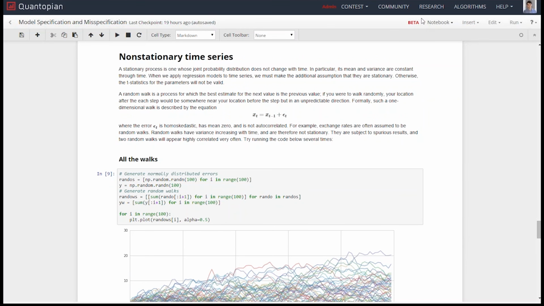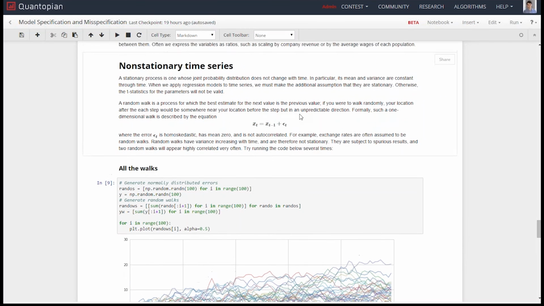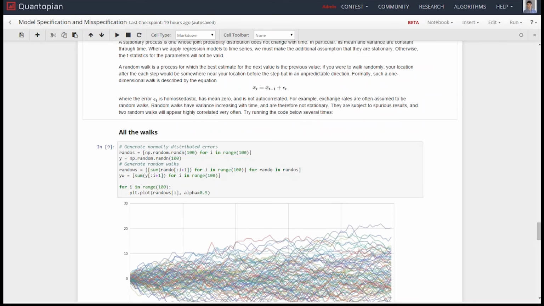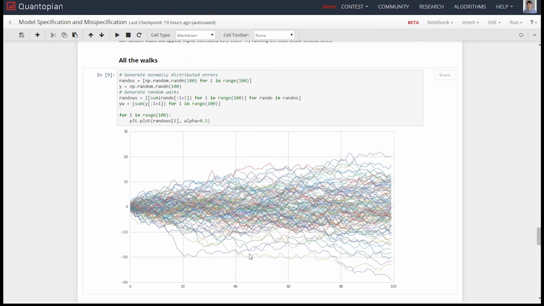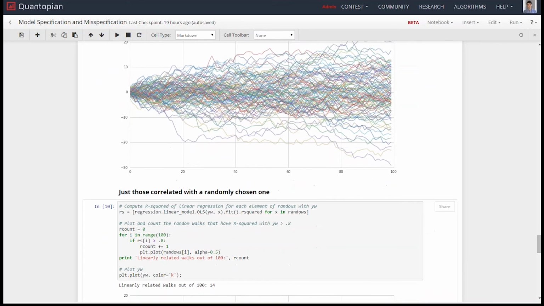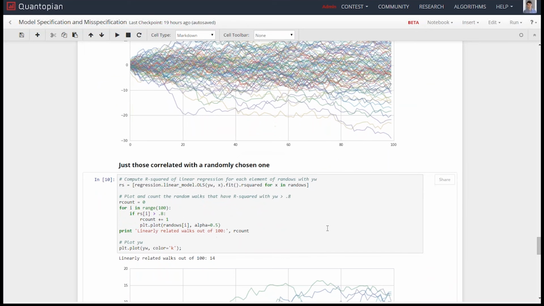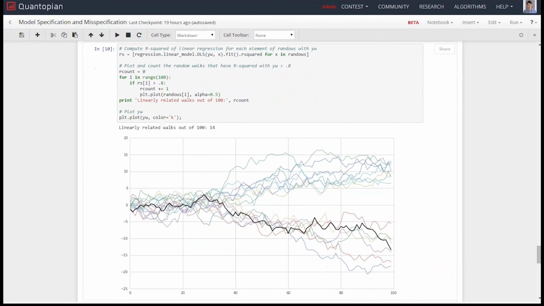So this is a very simple textbook random walk case. Here's how it looks if you generate 100 of them. Now what we're going to do here is say, okay, let's look for significant relationships. So let's say I pick one of them, that's my data series, right? And I'm going to look for ones that are above an R squared of 0.8 with that random one I've picked. And it turns out there are 14, okay? None of these are related. They're just completely random walks.